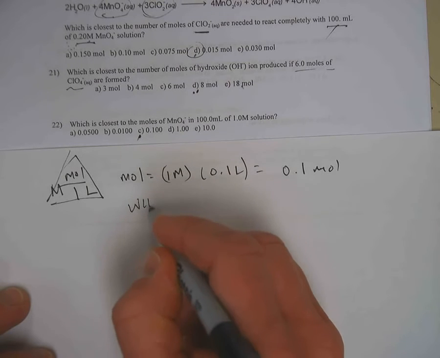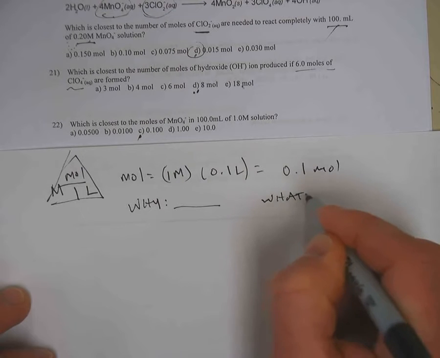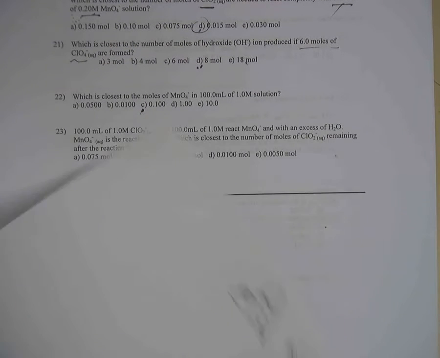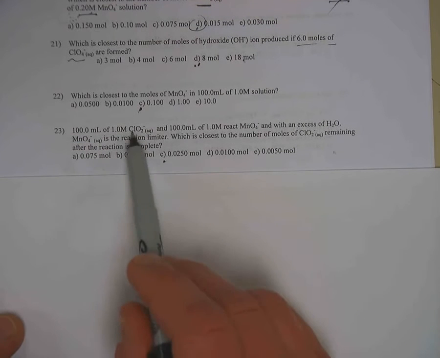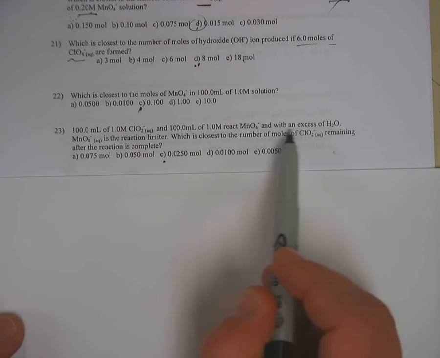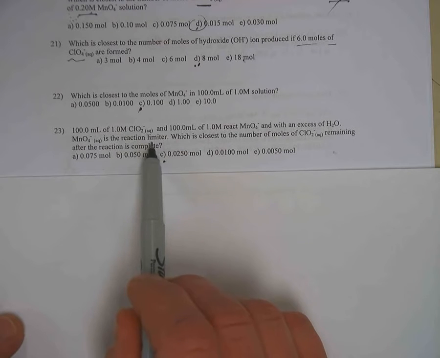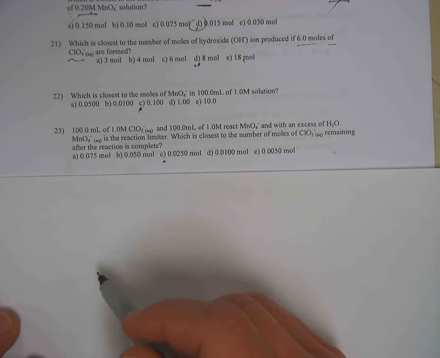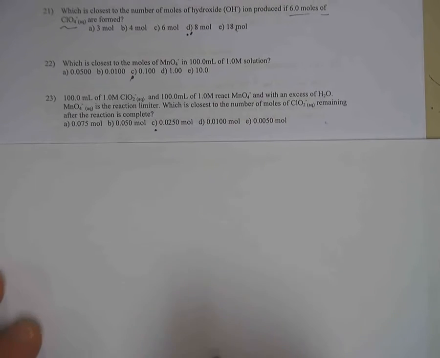Write down why you got it wrong and what you will need to do in the future to make sure you don't get one like this wrong, a molarity triangle question. Lastly, 100 milliliters of this and 100 milliliters of MnO4 minus are reacted with excess H2O. MnO4 minus is the limiter, which is closest to the number of moles of ClO2 remaining after the reaction is complete. So they tell you the limiter, so you have to work the problem based on that.